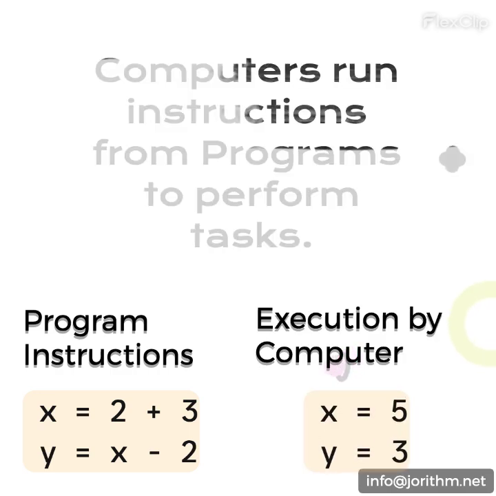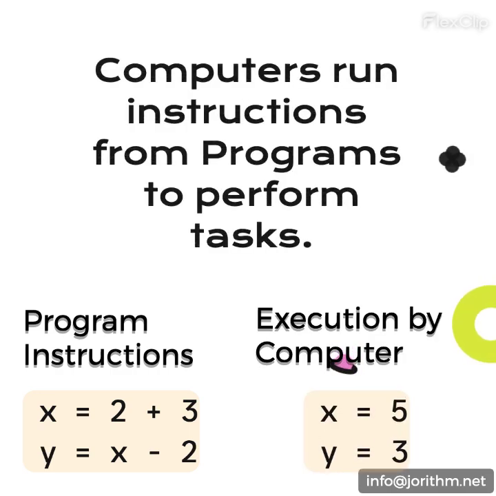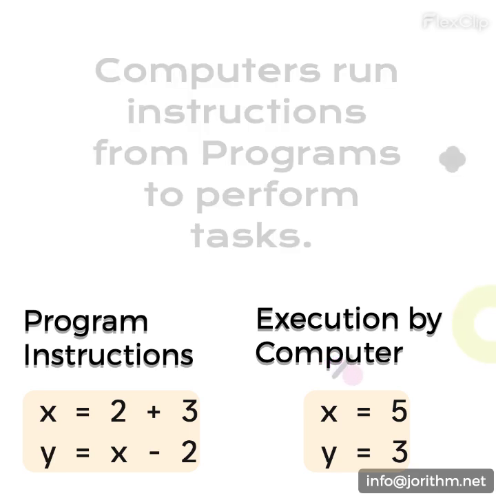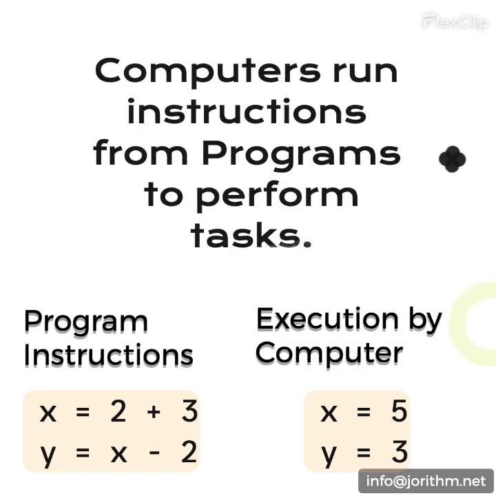It will first follow the first instruction to perform addition, and assign result 5 to the variable x. It will then perform the task of subtraction and assign the final result of 3 to the variable y. This was an extremely simple example of a computer program. Of course, computers can do way more complicated tasks than addition and subtraction. Let's understand how computers work.